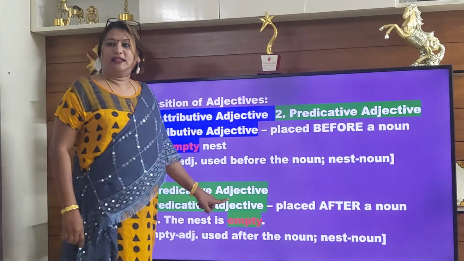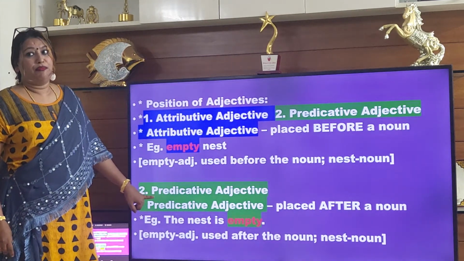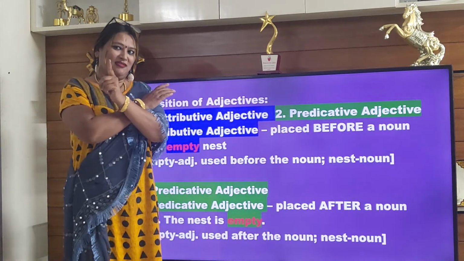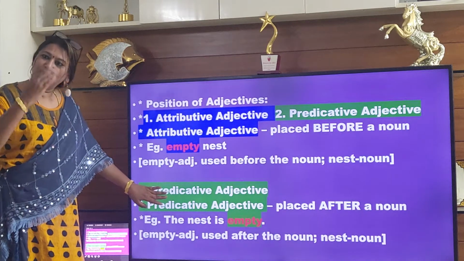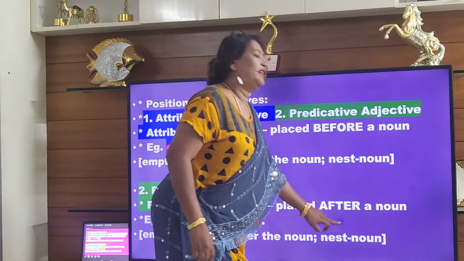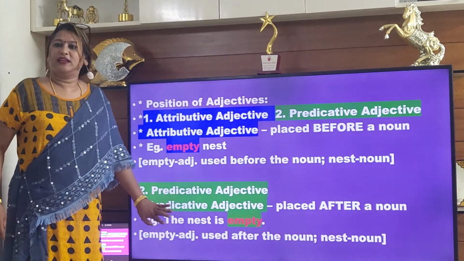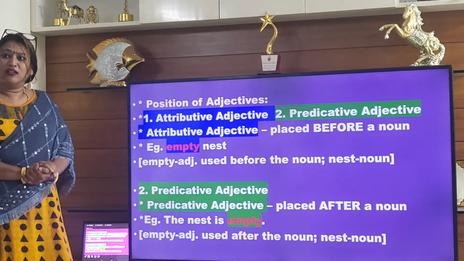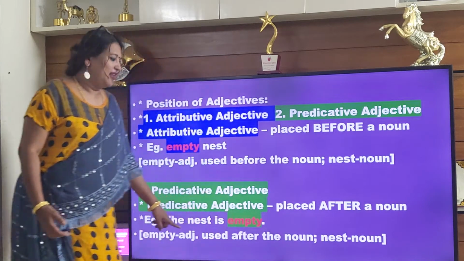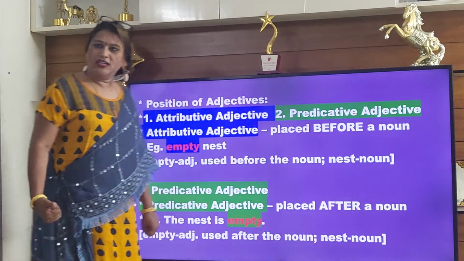Now, vice versa. The second kind, let's have a look. Second is predicative adjective. Pre means before, but cross legs, remember. So even though pre means before, the adjective gets added after the noun. After the noun, dear. See, the nest is empty. Nest is what? It's a noun, right? Isn't it, children? Now, empty is what? It's an adjective. So, where did the adjective follow? It's placed exactly after the noun. Got it, dear?